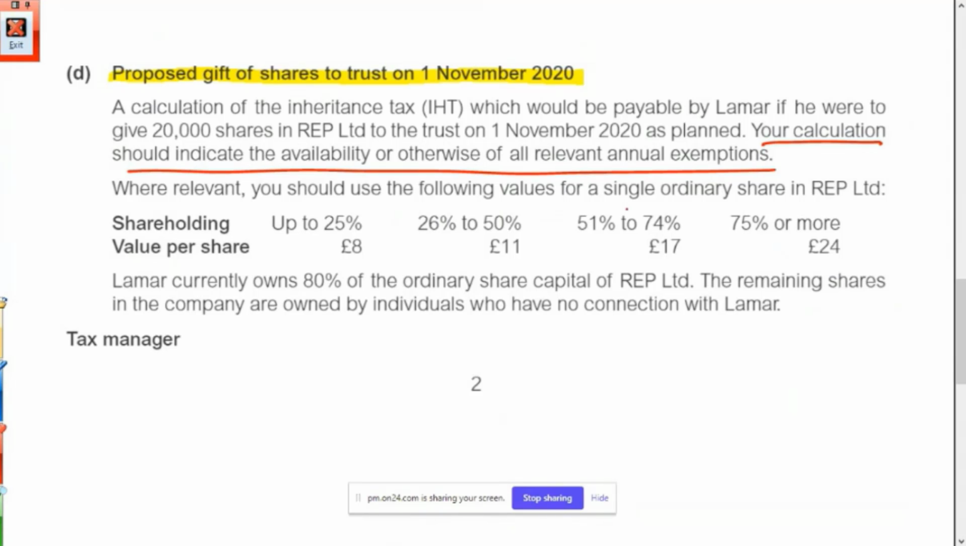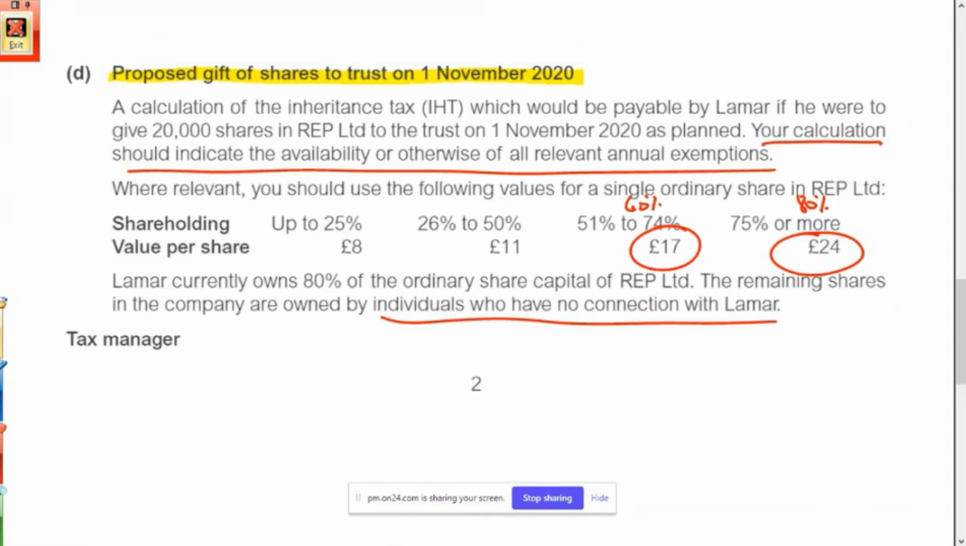Now, we were at 80%, and we're going down to 60%, so those are the two share values to use. The other share values aren't relevant from an IHT point of view. Okay? And because the other individuals have no connection with Lamar, there can be no issue of related property, maybe if his spouse owns shares. So we're just going to say, what's the transfer of value using £24 on the shareholding he had before and £17 on the shareholding he had after. Okay? And we have to remember that he made a transfer that was chargeable within the preceding 7 years.